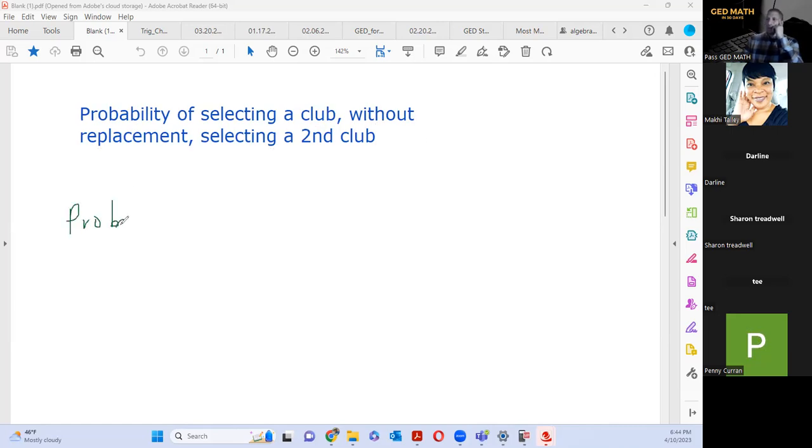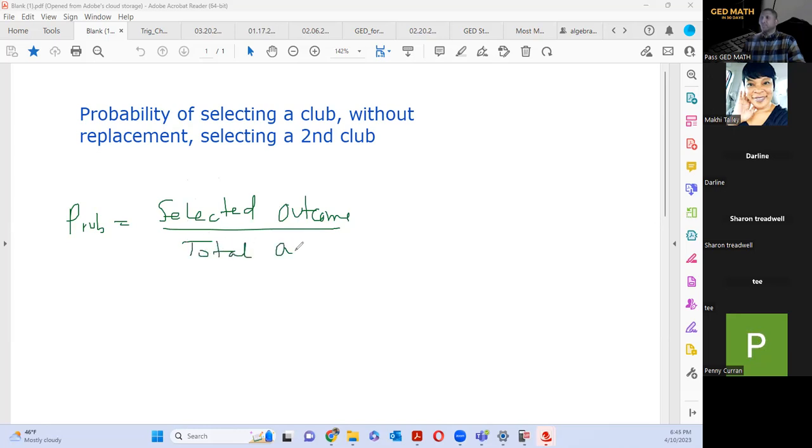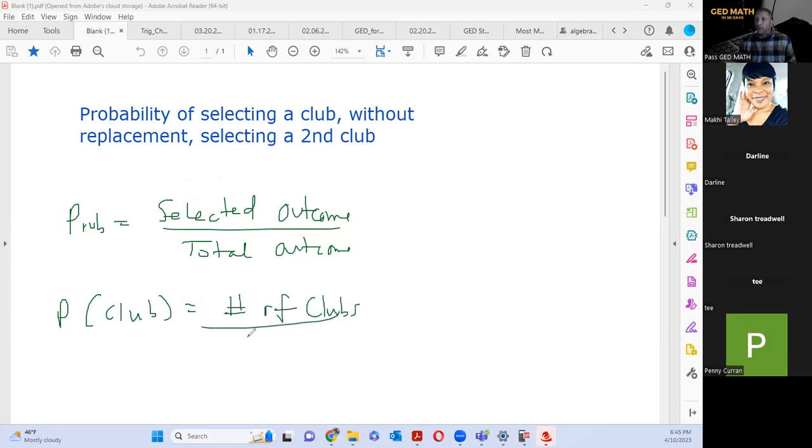So probability, I'm not going to write the whole word, I'm just going to say the probability. It is a fraction, but how do we figure it out? It's the desired outcome over the total outcomes. You can say desired or select, it doesn't matter. So if you say probability of picking a club, I would need to know the number of clubs total, over the total number of cards.